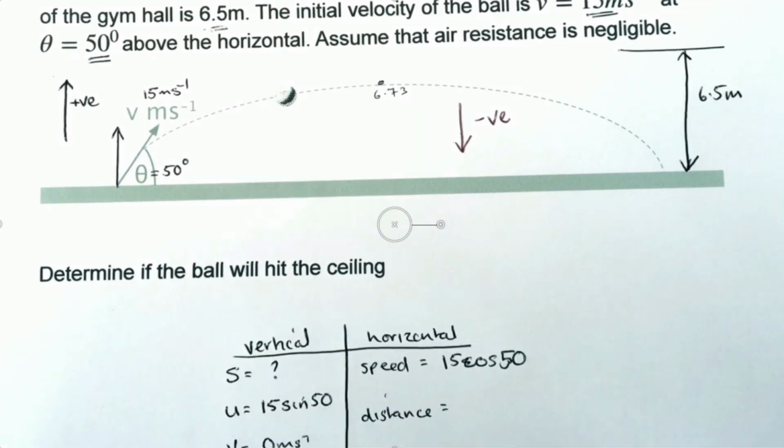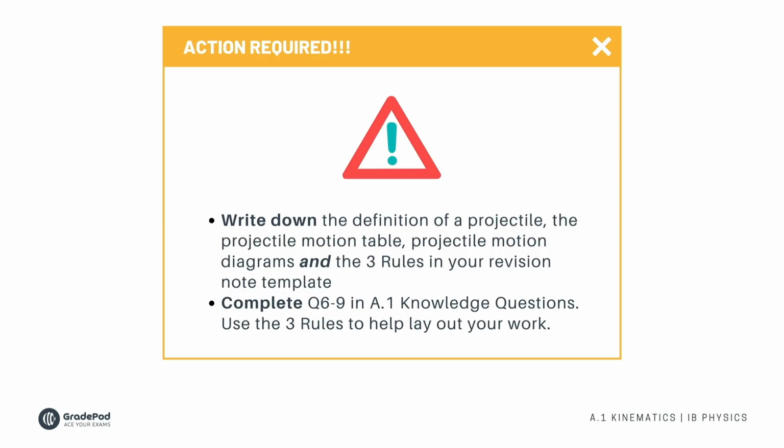What I'd like you to do now is write down the definition of a projectile in your revision note template. I'd like you to record the projectile motion table and the projectile motion diagrams of oblique and horizontal projections in your revision notes. Then head to questions 6 to 9 in the A1 knowledge questions, and let's get them done.